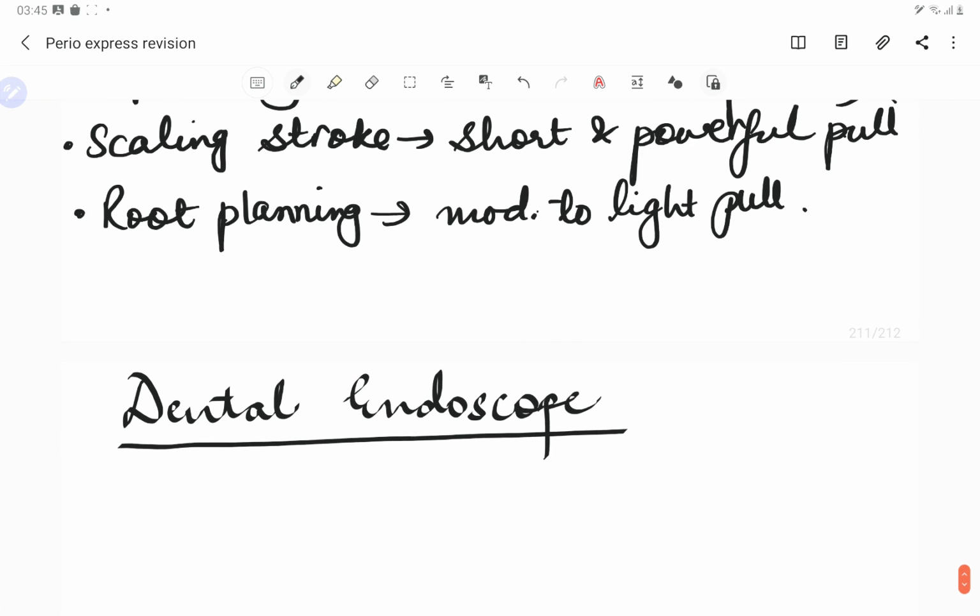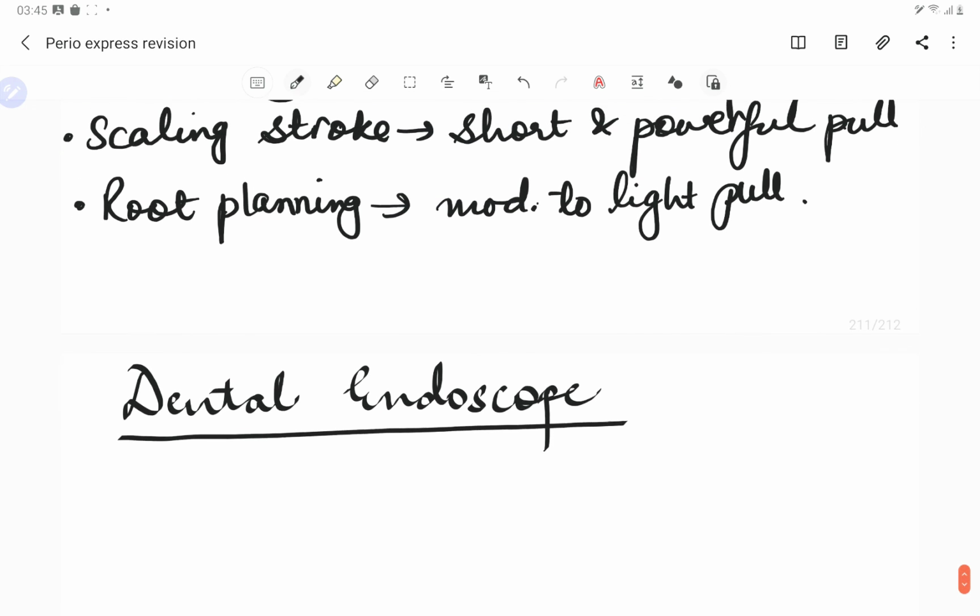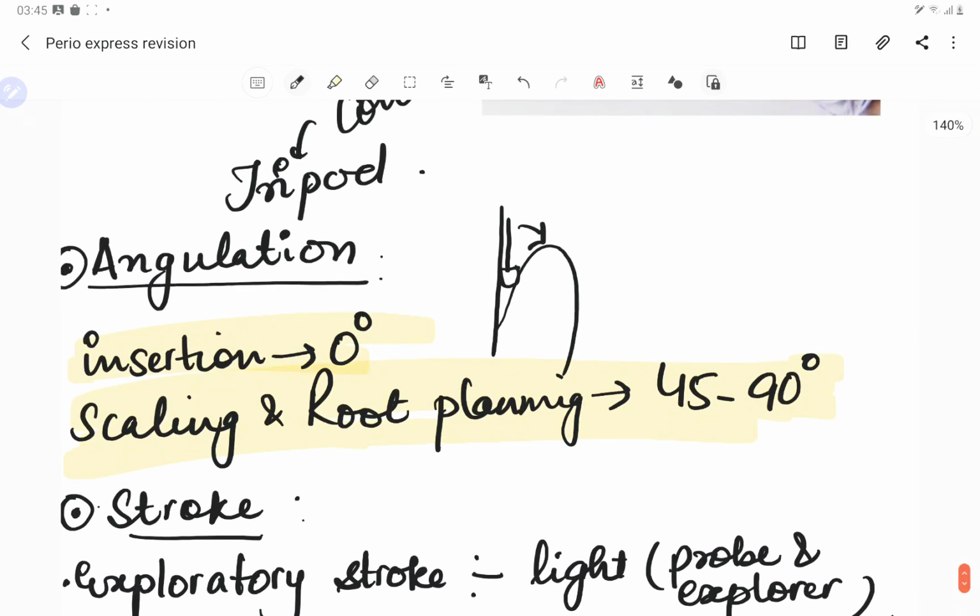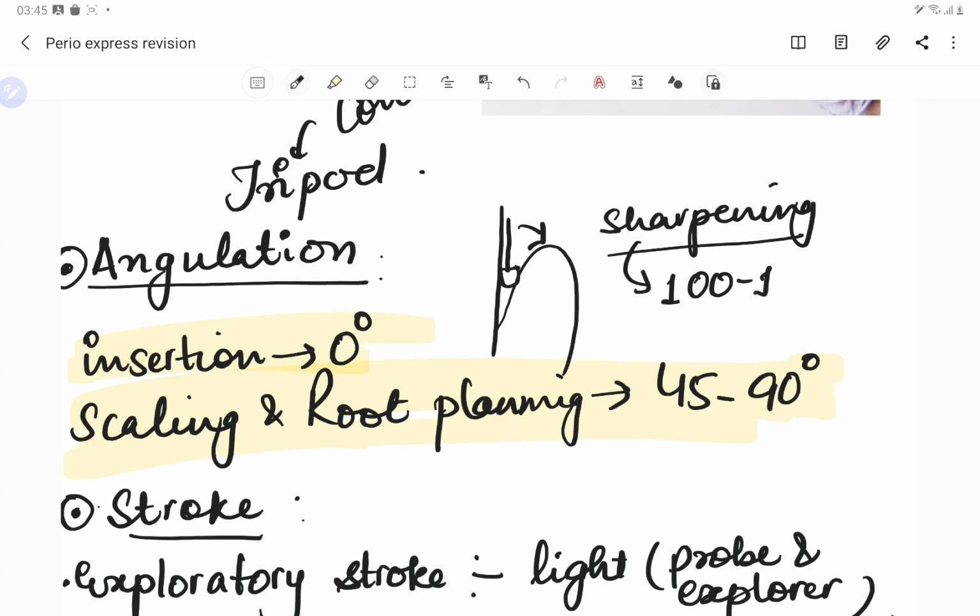Now guys, if we are talking about angle, we talked about angulation, right? So let's talk about the sharpening angles also. If you are sharpening the instrument, then what should be the angle? The angle between the face of the blade and the surface of the stone should be 100 to 110 degrees. So the sharpening angle is 100 to 110 degrees.